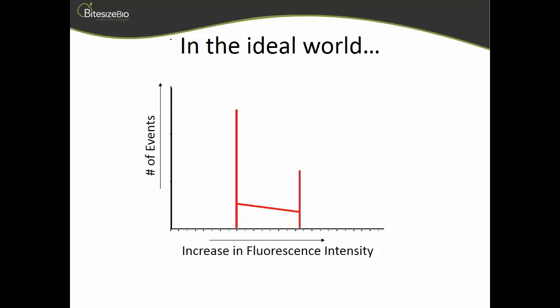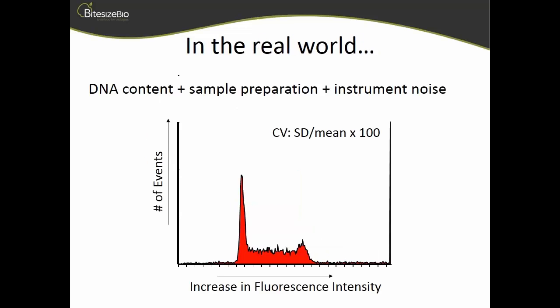However, of course, we don't live in the ideal world, we live in the real world, and what we always see is a spread of data. Not all cells that are in G1 will take up exactly the same amount of DNA binding dye. So the profile that we see is determined by, yes, the total DNA content. It's also going to depend on some of our sample preparation and some of our instrument considerations as well. And all of these factors contribute to the spread of this data.